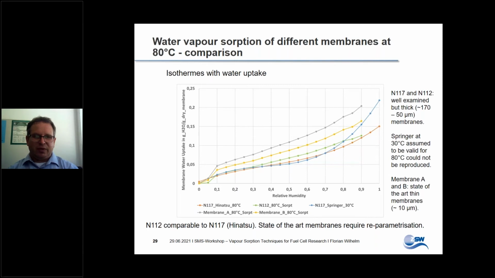The N117 and N112 are quite thick, so 170 micrometers of thickness for the 117 roughly, and 50 micrometers for the N112. Membrane A and B, as mentioned, are state-of-the-art and thin, so around 10 micrometers of thickness.